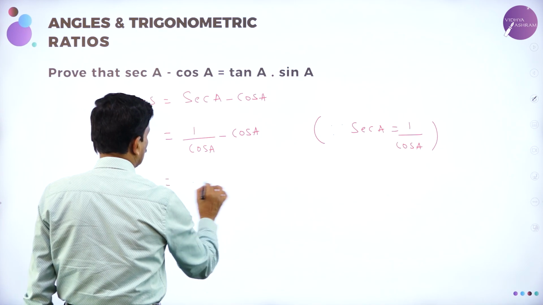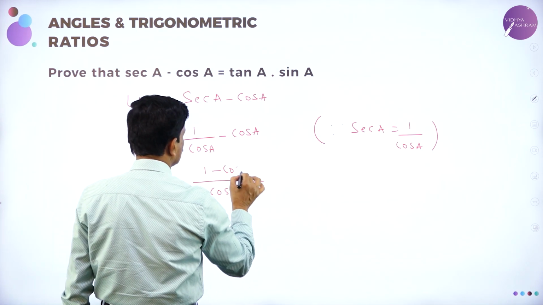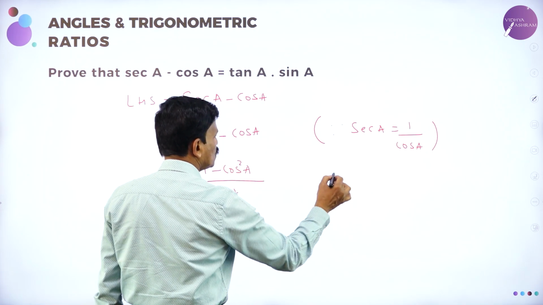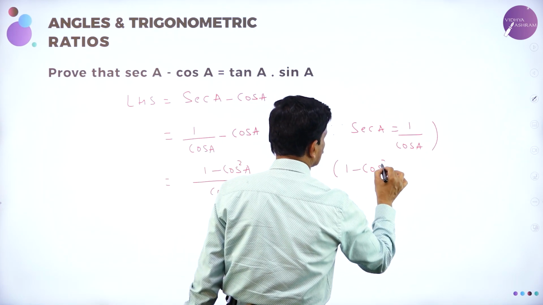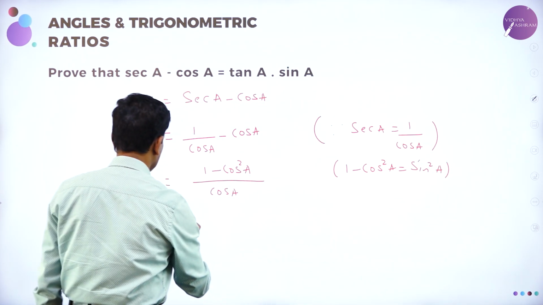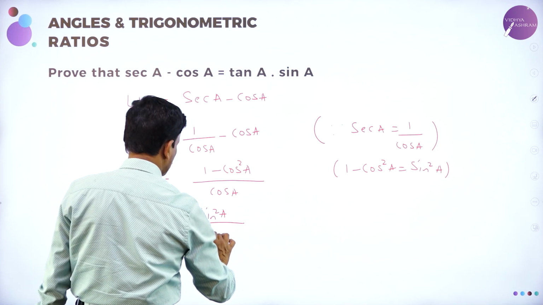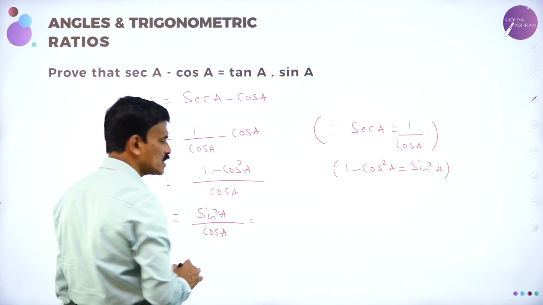Now take LCM. Cos A is the LCM. 1 minus cos into cos is cos square A. Since you know the formula, 1 minus cos square A is equal to sin square A. So 1 minus cos square is sin square A divided by cos A. Now let us split this.